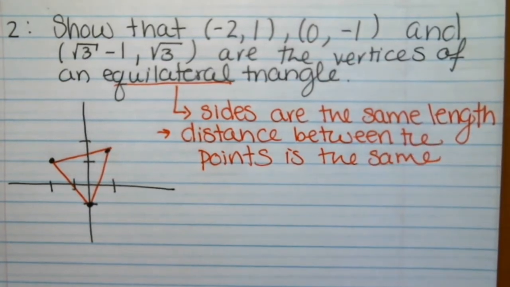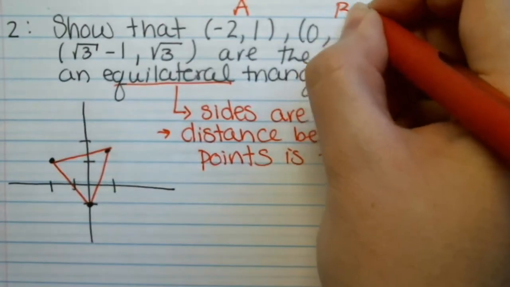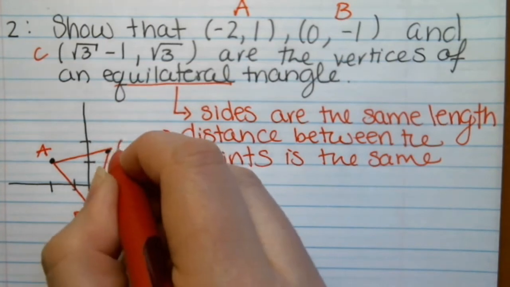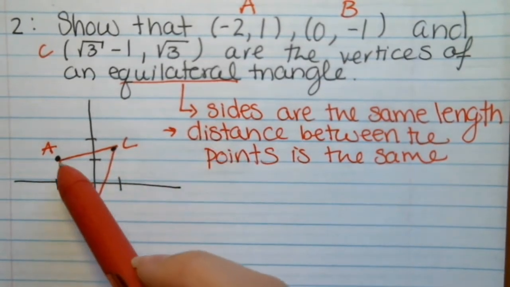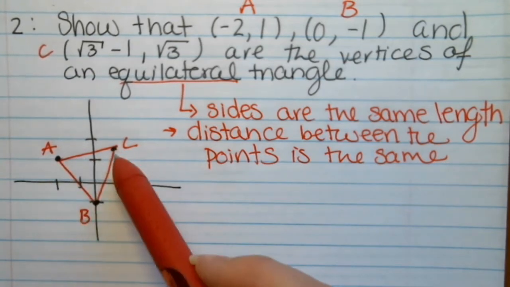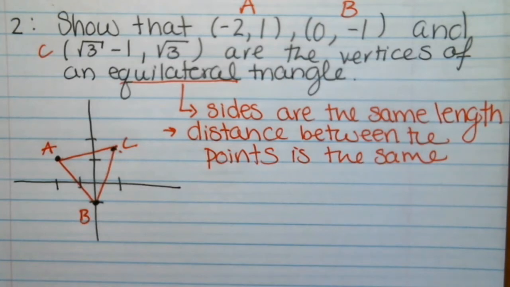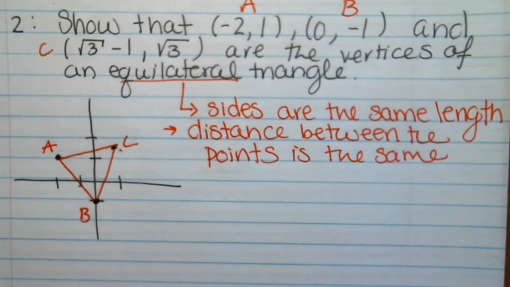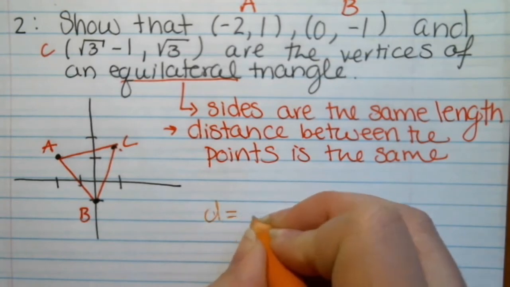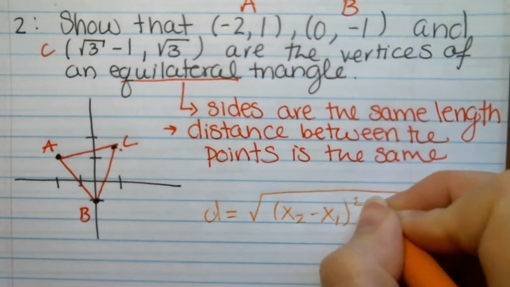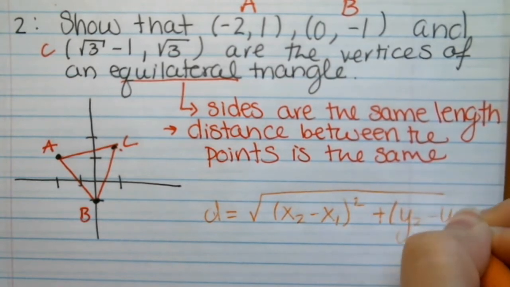So let's just name these points A, B, and C. We want to show that the distance between A and B is the same as the distance between A and C and B and C. So we're going to look at each of these three distances, and then hopefully we can show that they're the same. Remember our distance formula is the square root of (x2 minus x1) squared plus (y2 minus y1) squared.